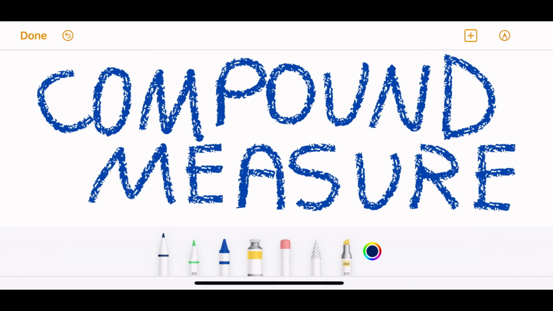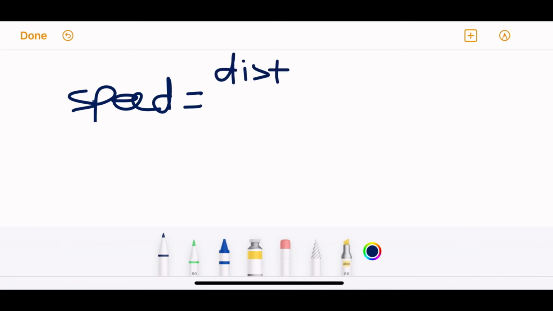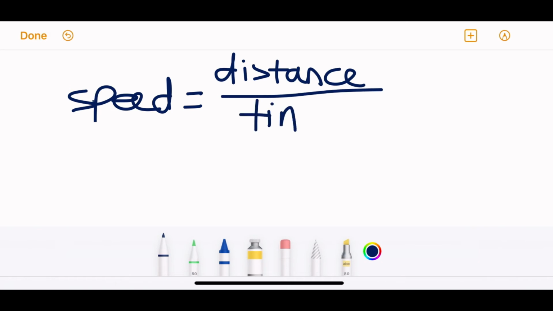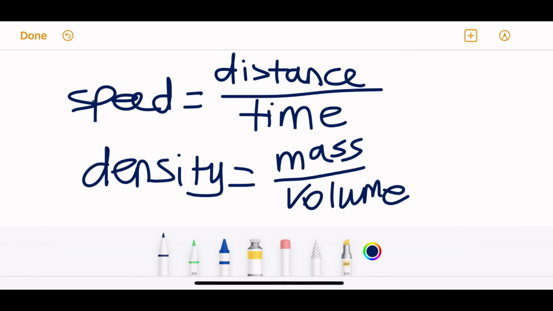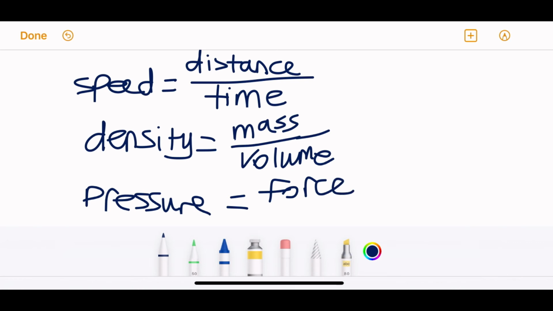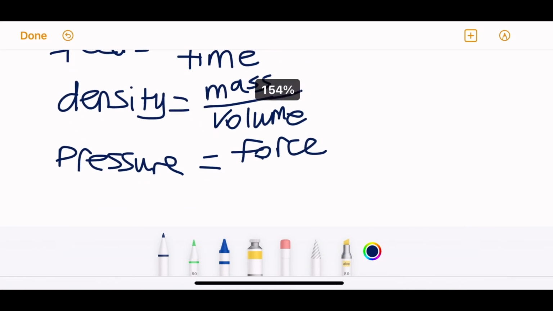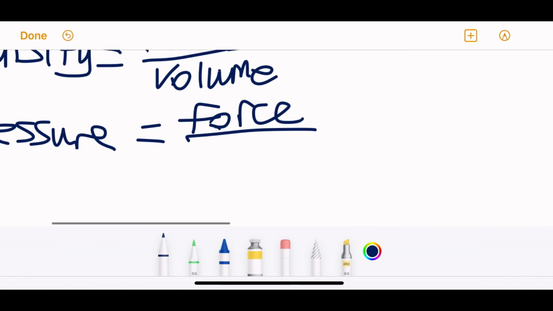Now we will move on to compound measures. Well, there are 3 basic compound measures that we're going to look at in GCSE. And they are speed equals distance over time. And density equals mass over volume. And lastly, we have pressure. Pressure is quite easy to understand, it is force over area. The reason that it is over area is because when a force is applied to something, we want to know how big that area is so they can share the force between them. Therefore, we divide it by area.